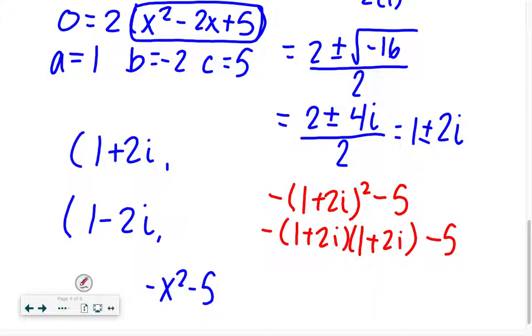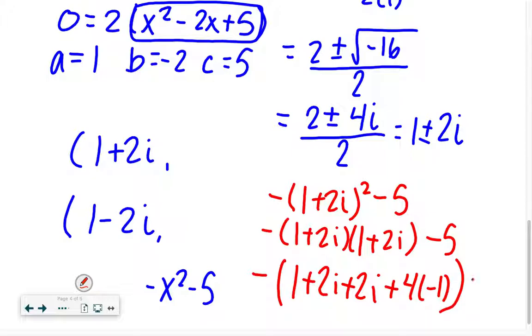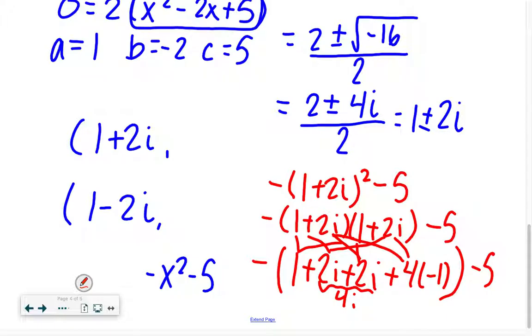So I have my negative sign. 1 times 1 is 1, plus 2i plus 2i, plus 4 times negative 1. That is this foiled. 1 times 1 is 1, 1 times 2i is 2i, 2i times 1 is 2i, 2i times 2i is 4 times negative 1. The 2i plus 2i becomes 4i.